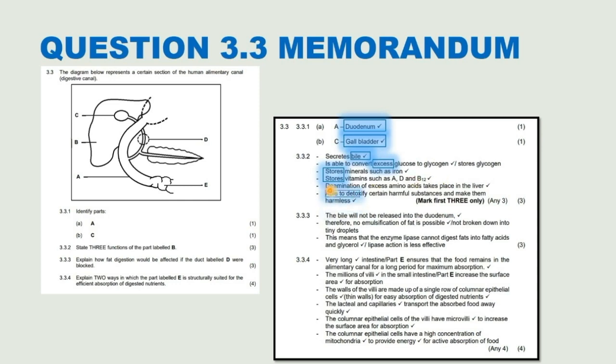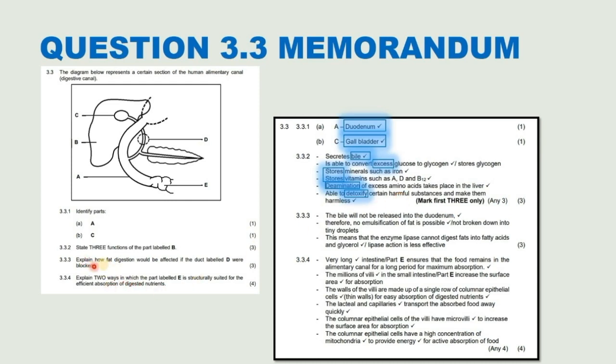It's responsible for the deamination of excess amino acids. So remember, when this gets broken down, it forms glucose and urea. And then it's also able to detoxify the body and get rid of harmful substances like alcohol or any medication and drug that's taken in by the body.